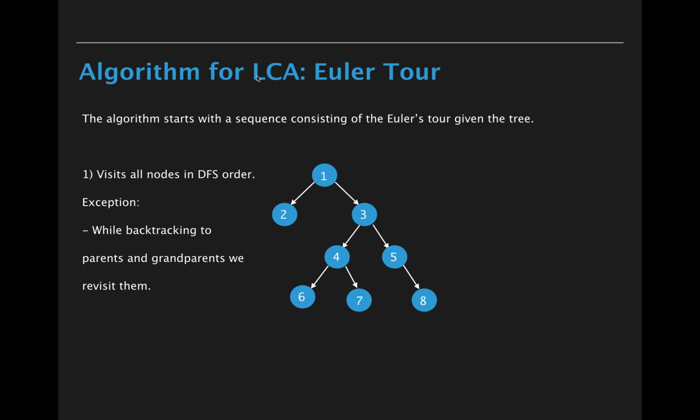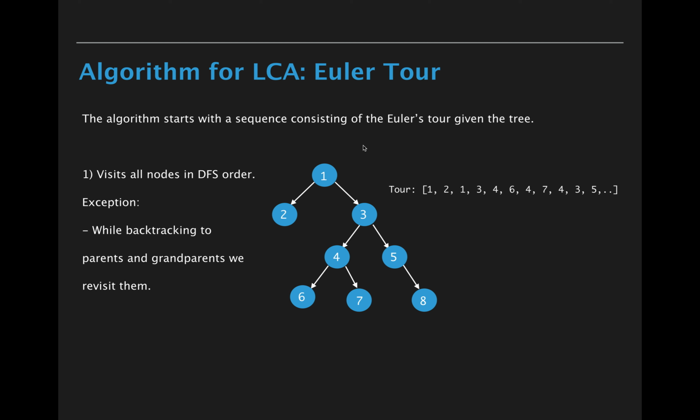Now, the algorithm for finding the lowest common ancestor given two nodes starts with something called the Euler's Tour. So the algorithm starts with a sequence consisting of the Euler's Tour given the tree. And that works like the following. We visit all the nodes in DFS order, just like how a normal DFS would visit its nodes. However, while backtracking to ancestors, including parents and grandparents, we consider it to be revisiting them.